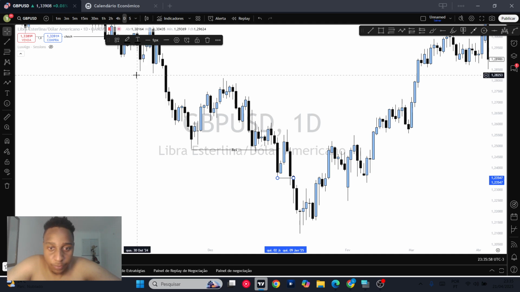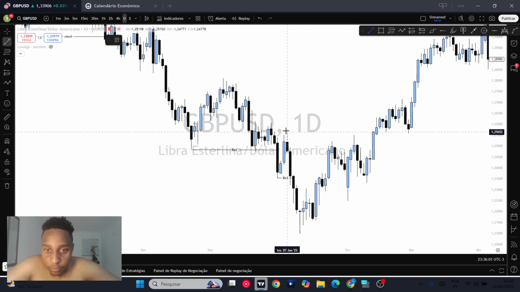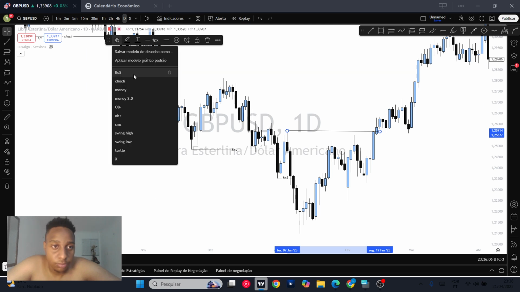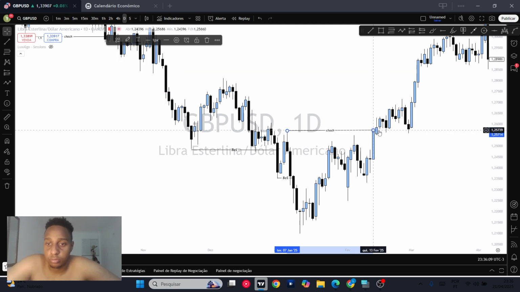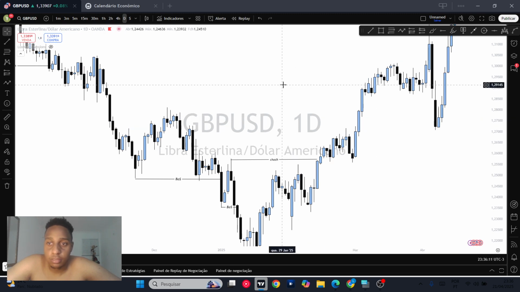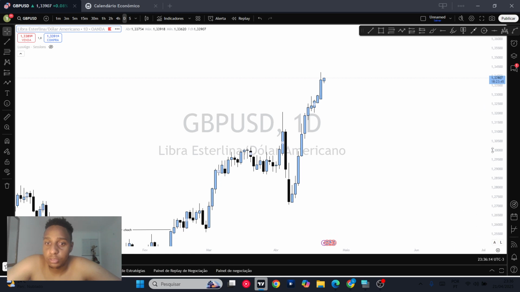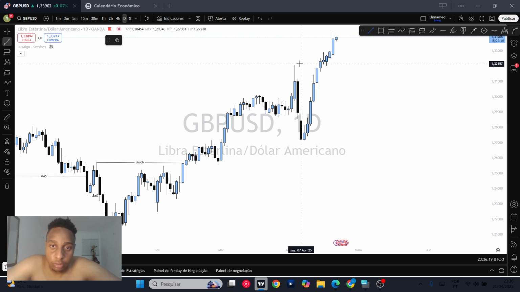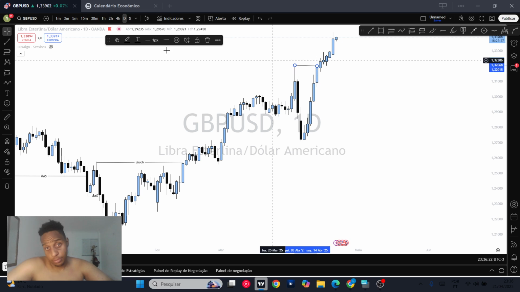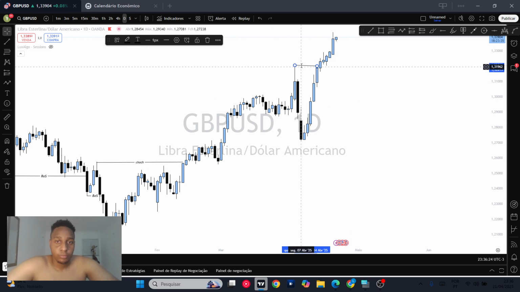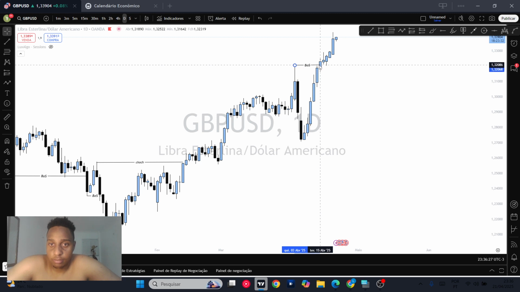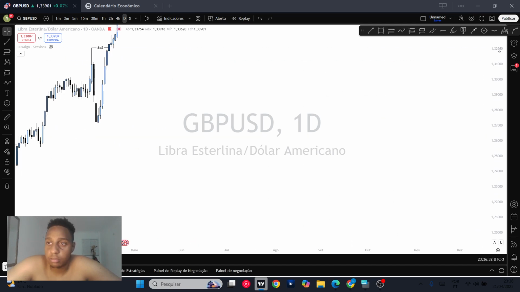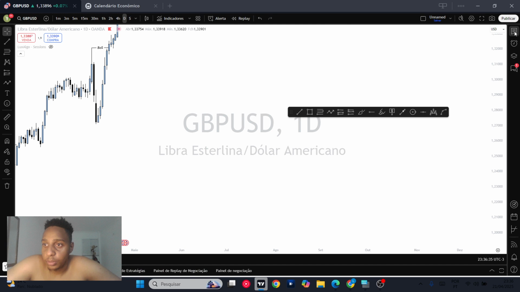BOS again, and then price created this CHoCH right here. So learn how to master these things, and then price continued up in a bullish trend till now. We are still bullish, breaking structures to the upside. This is the daily, so one candle represents a whole day, like 1,440 candles on the 1 minute time frame.